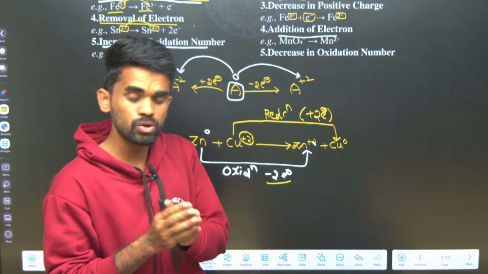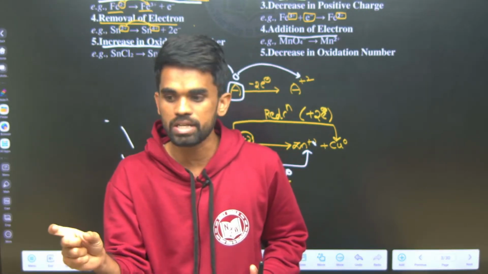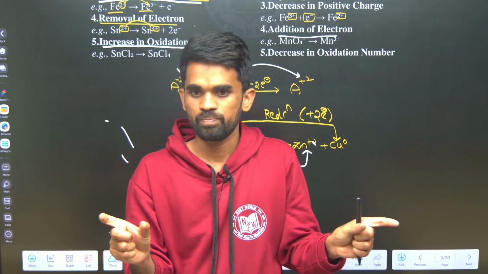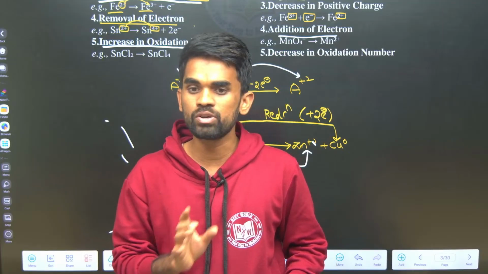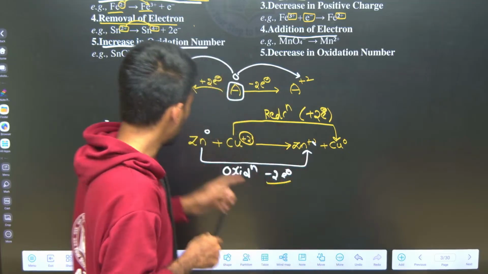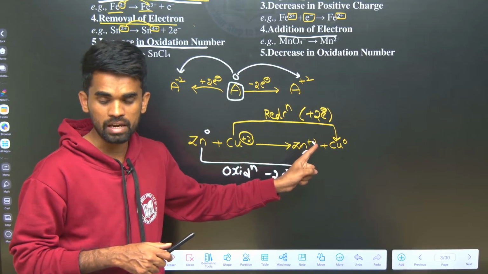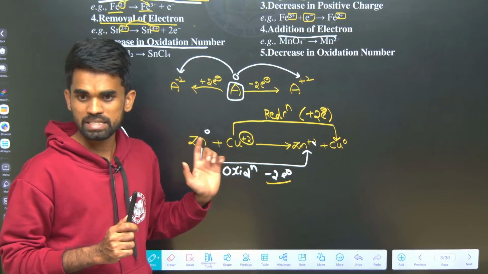It means during a redox reaction, the number of electrons lost in oxidation will be equal to the number of electrons gained in reduction. This condition must be satisfied during a redox reaction. If here 2 electrons are lost, in reduction 2 electrons must be gained. The same number lost and gained should be satisfied. Is this clear or not?